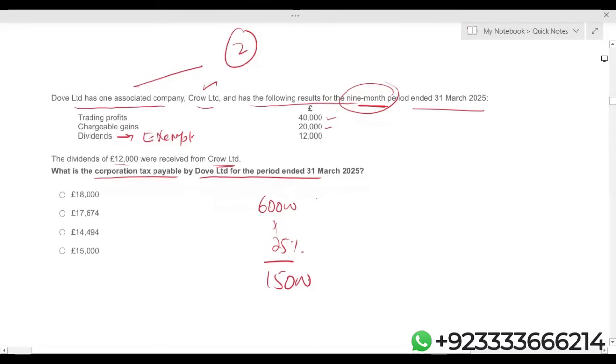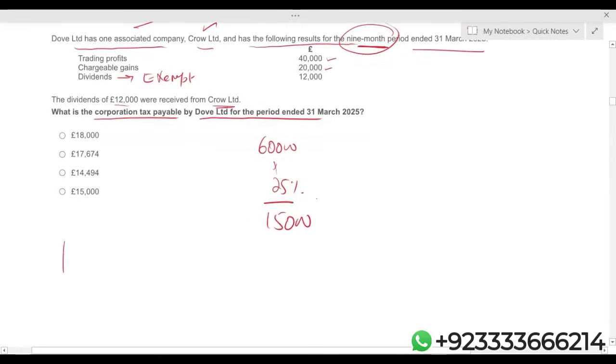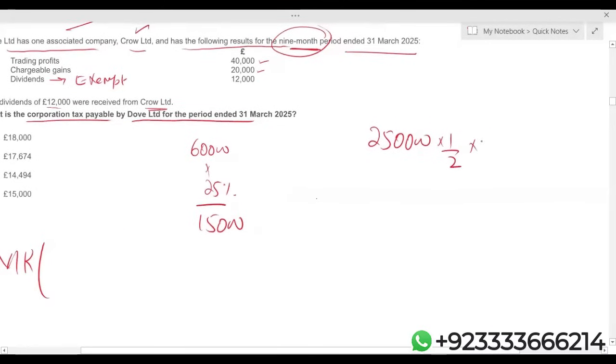Now we'll simply deduct the marginal relief. The upper limit of the marginal relief is 2,50,000, but this will be a portion, because in the group there are two organizations, that is why 1/2. Then the chargeable accounting period is less than 12 months, so further time apportionment. So 2,50,000 divided by 2, then 9/12. So the upper limit is 93750.